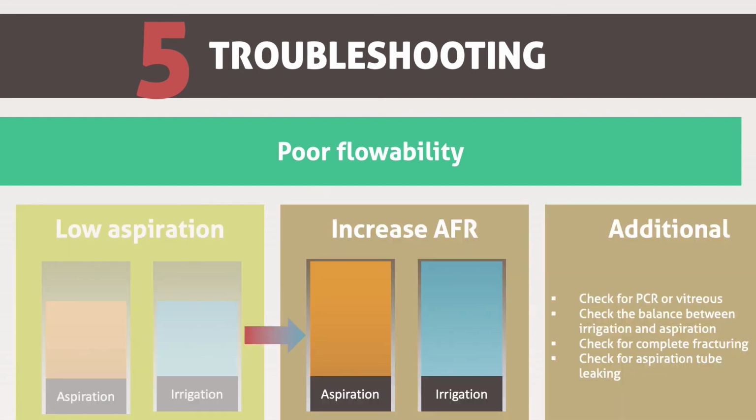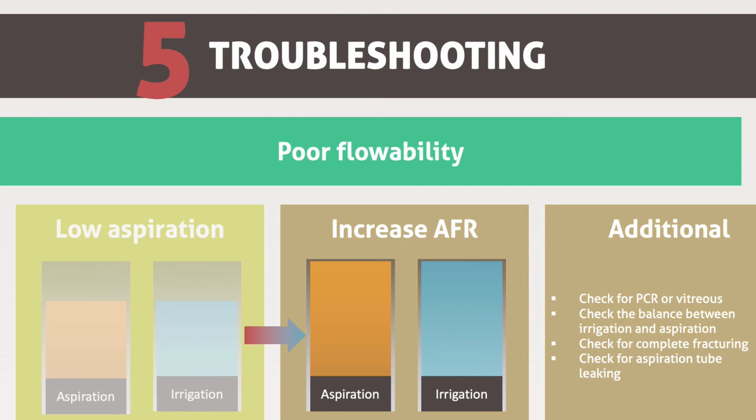If the nucleus pieces are not coming toward the phaco handpiece or coming very slowly, we can do the following. Increase the aspiration flow rate. But if we increase the aspiration flow rate, which controls the outflow, we have to increase the inflow, which is the bottle height, to deepen the chamber and to make it stable. But before we do that, we have to check for PCR or any vitreous in the anterior chamber, since poor flowability is one sign of PCR and vitreous prolapse.